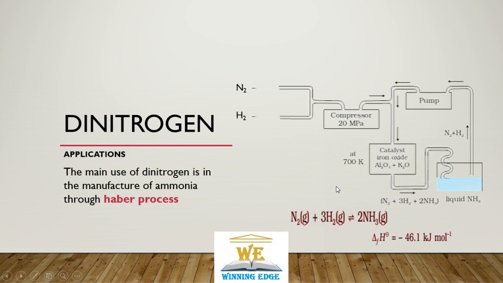As you know, Le Chatelier's principle: with high pressure, the reaction moves forward because of the reduction in the number of molecules produced. So Le Chatelier's principle is used for the manufacturing of ammonia.